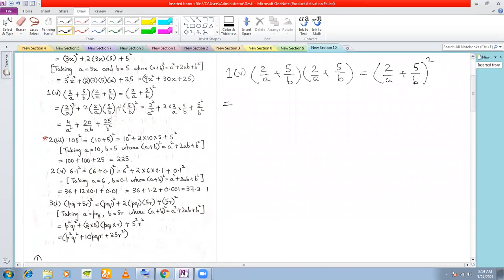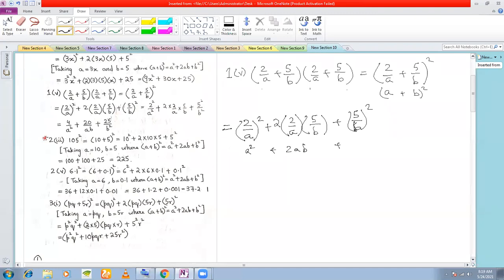Now, if you consider this 2 by a to be your a and this to be your b, then this will become a plus b whole square, right? And what is a plus b whole square? It is a square. A is 2 by a plus 2ab, 2 into 2 by a into 5 by b. So this is your a square plus 2ab, and which one is the b square? It's 5 by b whole square. This is your b square term.